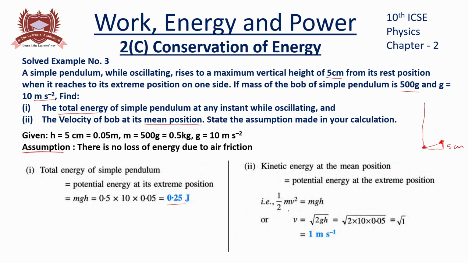So you get half mv square is equal to mgh. The m's can be cancelled on both sides. This 2 goes to the other side, and we take the root on both sides. We get v is equal to root of 2gh. So that is 2 times 10 times 0.05, so that is root 1. So we get our velocity as 1 meter per second.